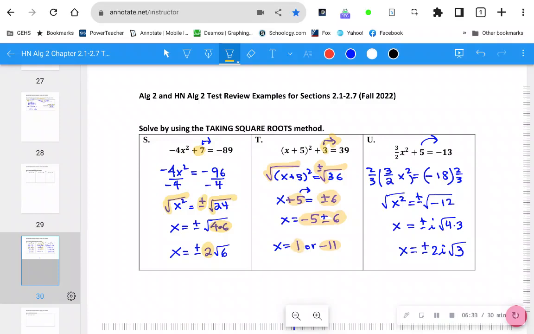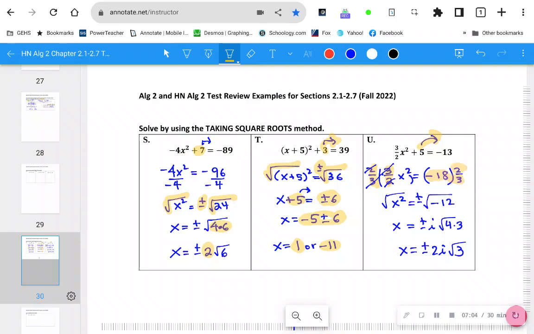Okay, on example U, I first start by subtracting 5 off both sides. That's where this negative 18 comes from. And then I multiply by the reciprocal of 3 halves, which is 2/3. When you do that, you cancel here, and you just get x squared. On the other side, if you have trouble multiplying a whole number times a fraction, divide first. Negative 18 divided by 3 is negative 6. Times 2 gives negative 12.